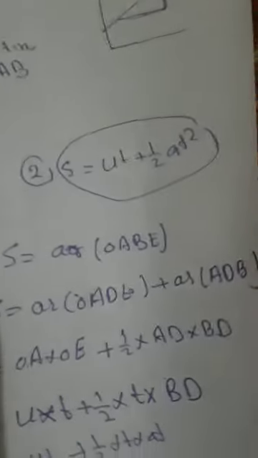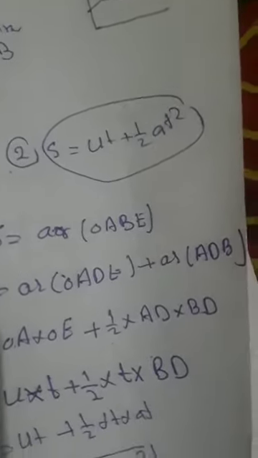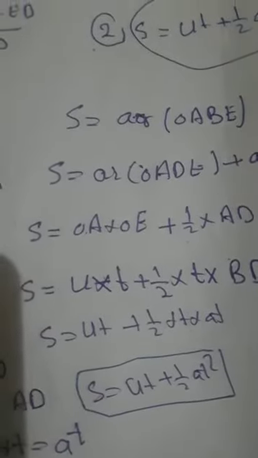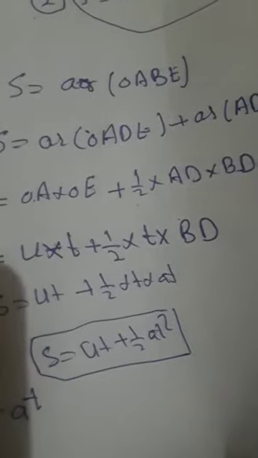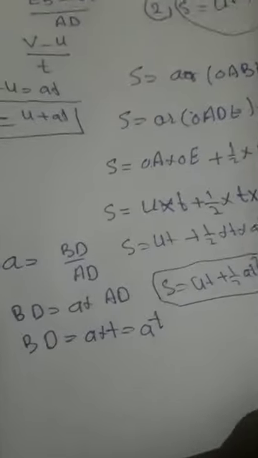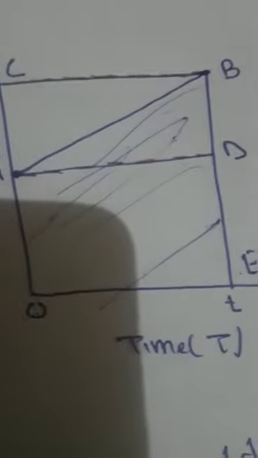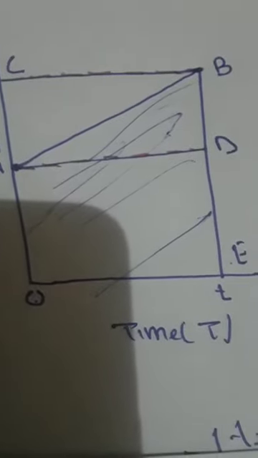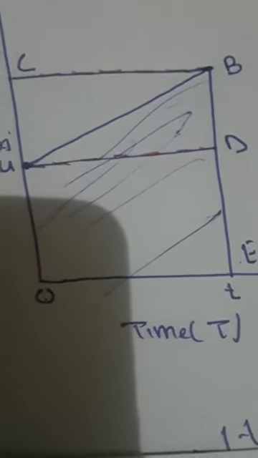That means this is called the area of OAB. You have to split the area into two parts: one is the area of a rectangle, one is the area of a triangle. Area of rectangle is length into breadth. The triangle is 1/2 of base into altitude. There, the issue is BD. How will we find BD? You know that BD can be calculated because of the slope of the graph. Slope is acceleration, which is BD divided by AD. Instead of BD, I can write A into AD. AD is equal to time. When we substitute it, ultimately I get this equation.